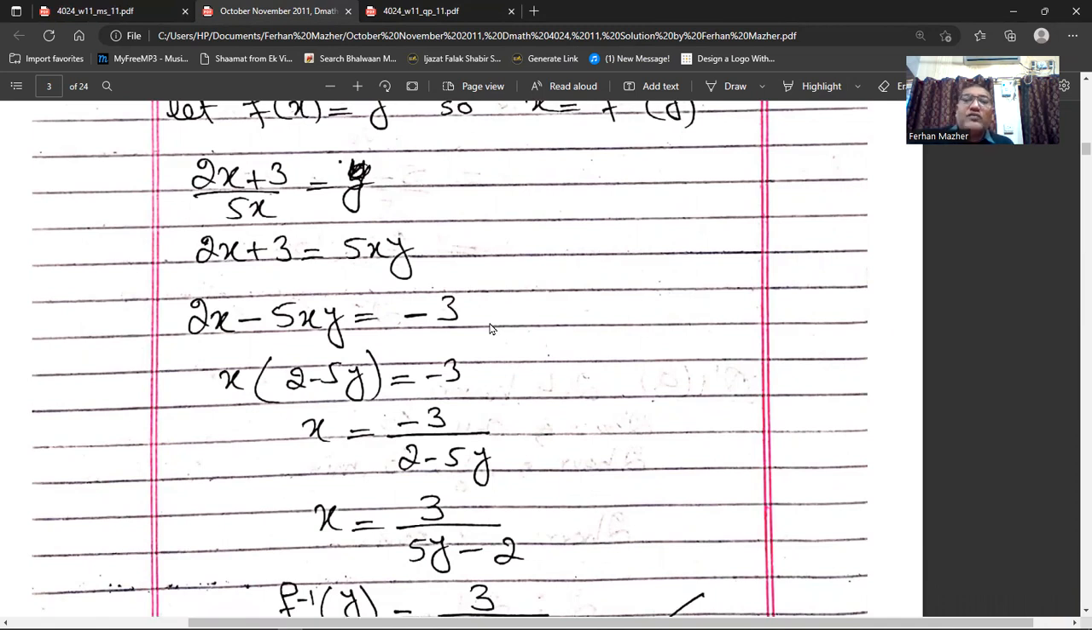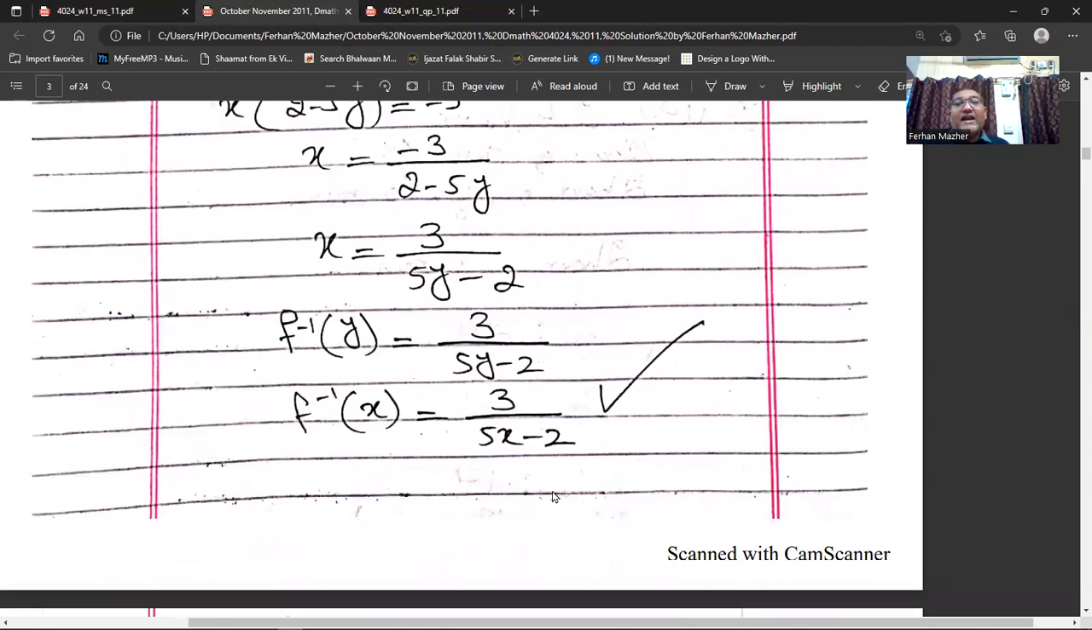So x is equal to, you will multiply both sides, numerator and denominator, with a negative number. So the upper number will become positive, the term which was negative in the lower part will become positive, and the term which was positive will become negative. So x will be equal to 3 over (5y minus 2). So in the place of x, I will write f inverse of y is equal to 3 divided by (5y minus 2). Then I will change the variable. In the place of y, I will put x, and f inverse of x is equal to 3 divided by (5x minus 2). So this is my answer.